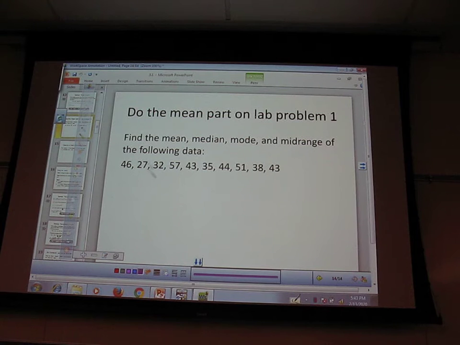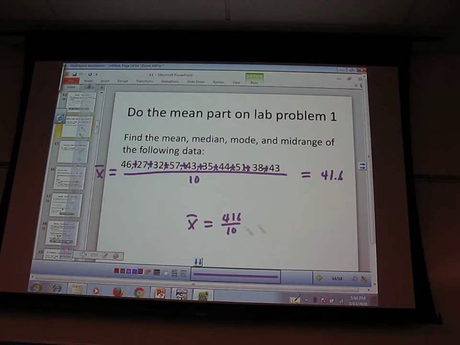All right, so you guys did this. You added all of them up and you divided by, what'd you divide by? Why 10? Because that's how many you have. Great. And what'd you end up with? 41.6. That is your X bar, your sample mean. X bar equals 416 over 10, 41.6. Okay. Shove one more decimal place, then your data is in.